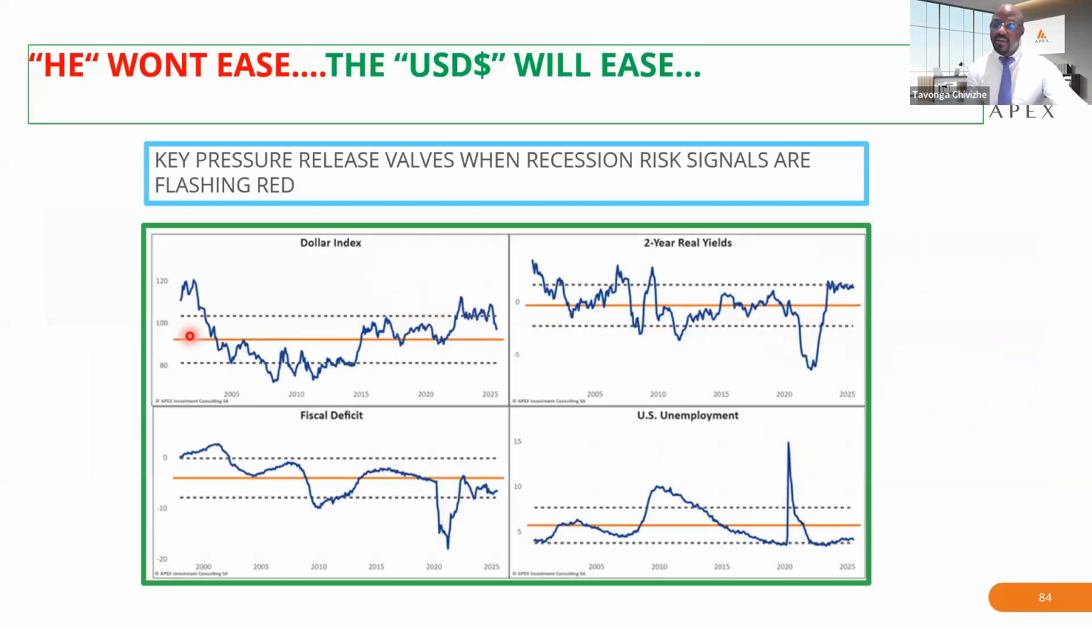Finally, when your recession risk signals are flashing red, you either want your rates to be cut, but here they will not ease. You want the labor market to weaken, but here it will not ease. You want government to spend more. They're starting to spend a little bit more, but because all of these three areas are not working, the only other relief valve left is the US dollar. And for that reason, we think that we may see prolonged dollar weakness until these areas start to help, and so far they are not.